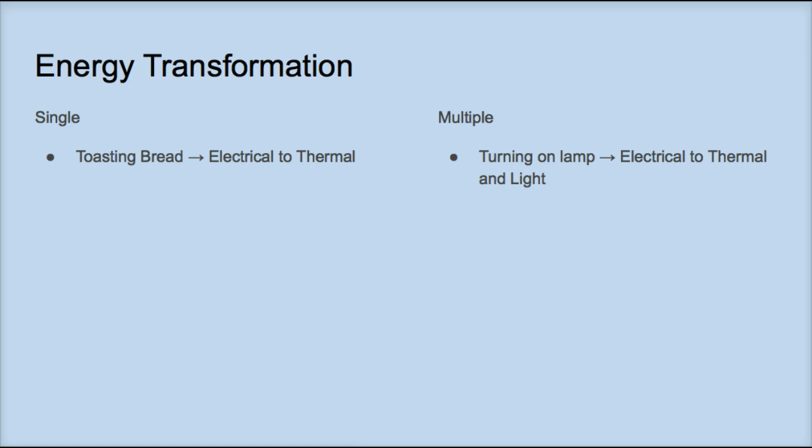Then we have multiple transformations. These occur when we start off with one type of energy, but it changes into more than one type. So when you turn on a lamp, those electrical charges flowing from the outlet to the light bulb help to produce the light that we see, and it also produces heat. So if you were to put your hand close enough to the light bulb, you can feel the heat, but please don't touch. Now I want you to come up with one single transformation and one multiple transformation and write them in your notebook.